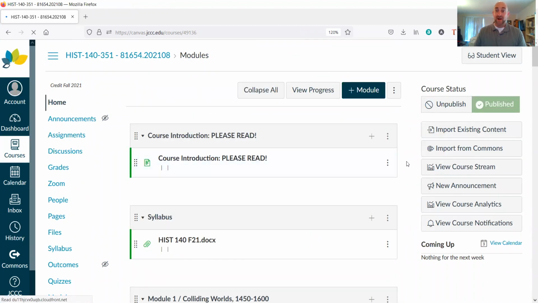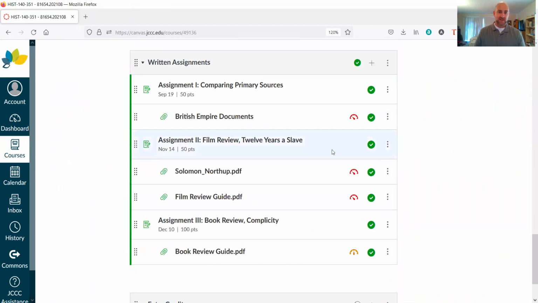I actually provide a little biography from an academic dictionary on him, Solomon Northup. It's fairly short. And if you want some ideas on how to write a film review, I give you a guide, which I cribbed from Duke University's film writing program. So try to make it as formal as you can.